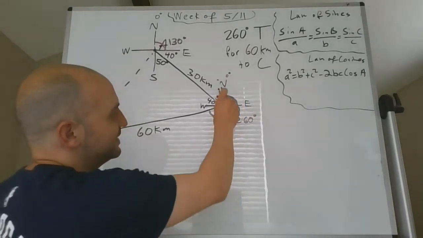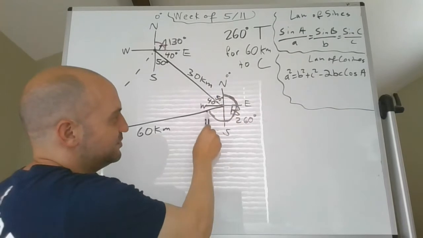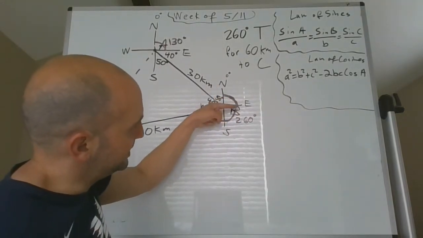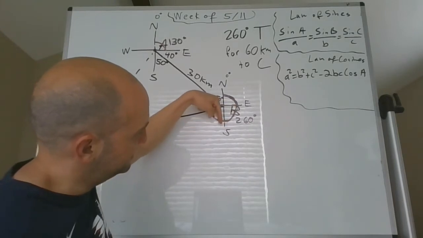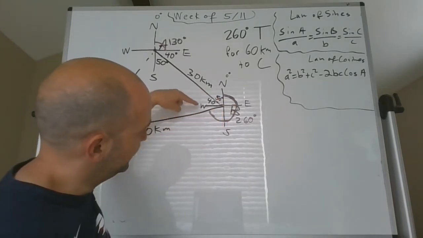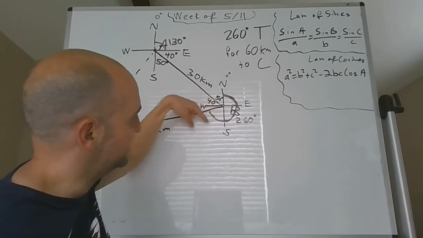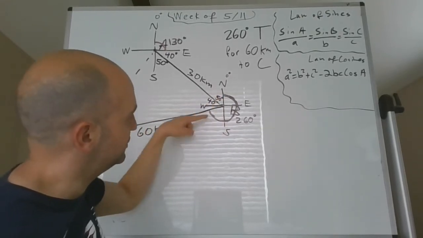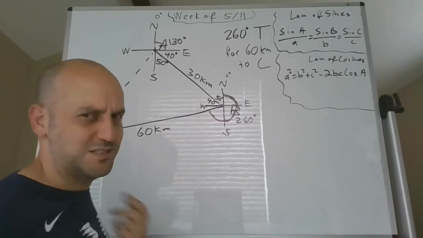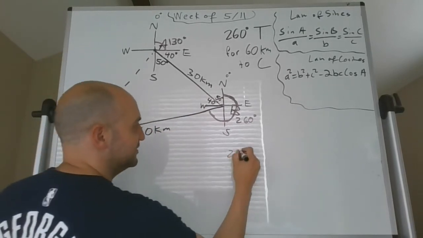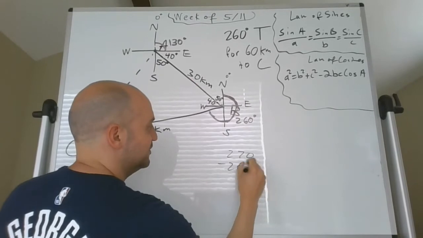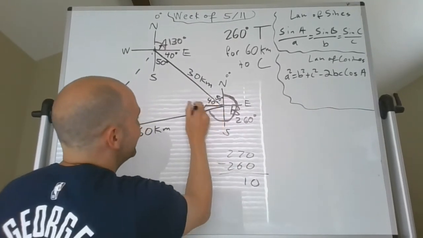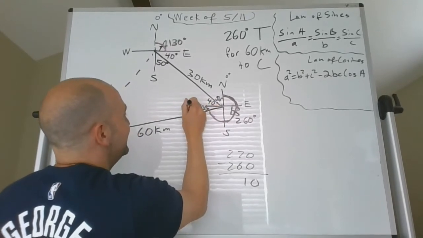Well, think about this. If from here to here is 260, and we know that north to east is 90, and then all the way to south is another 180, and then all the way to here is 270 because it goes 90, 180, 270. If north all the way to west is 270 and this one is 260, well, what's 270 minus 260? 10. So this little guy right here is 10 degrees.